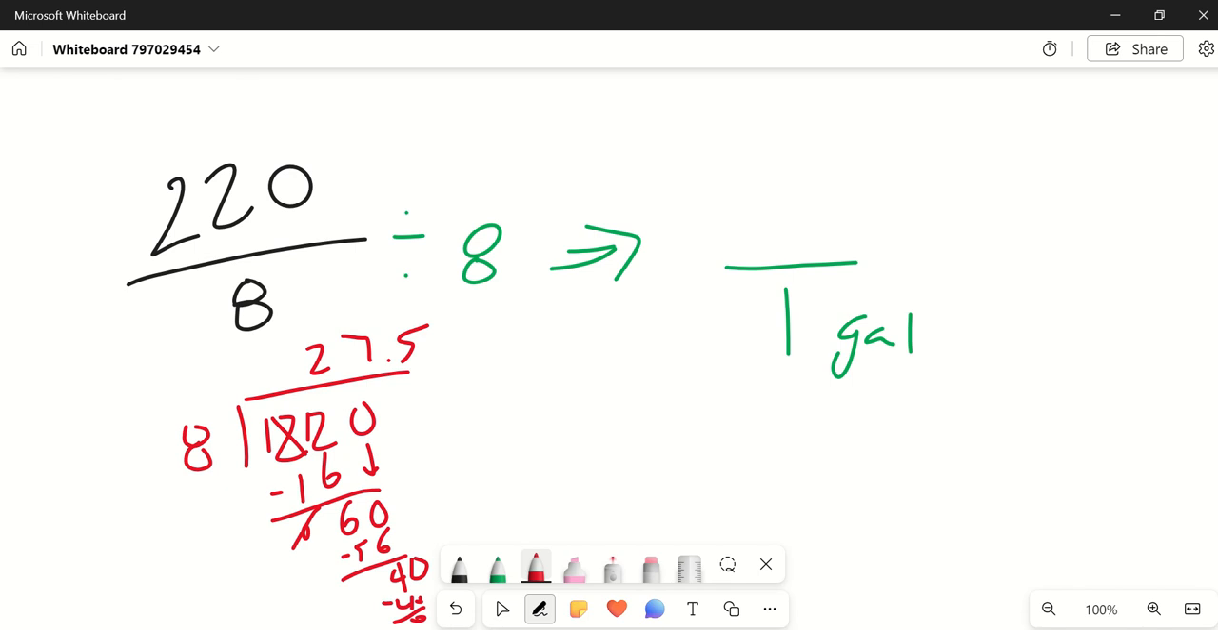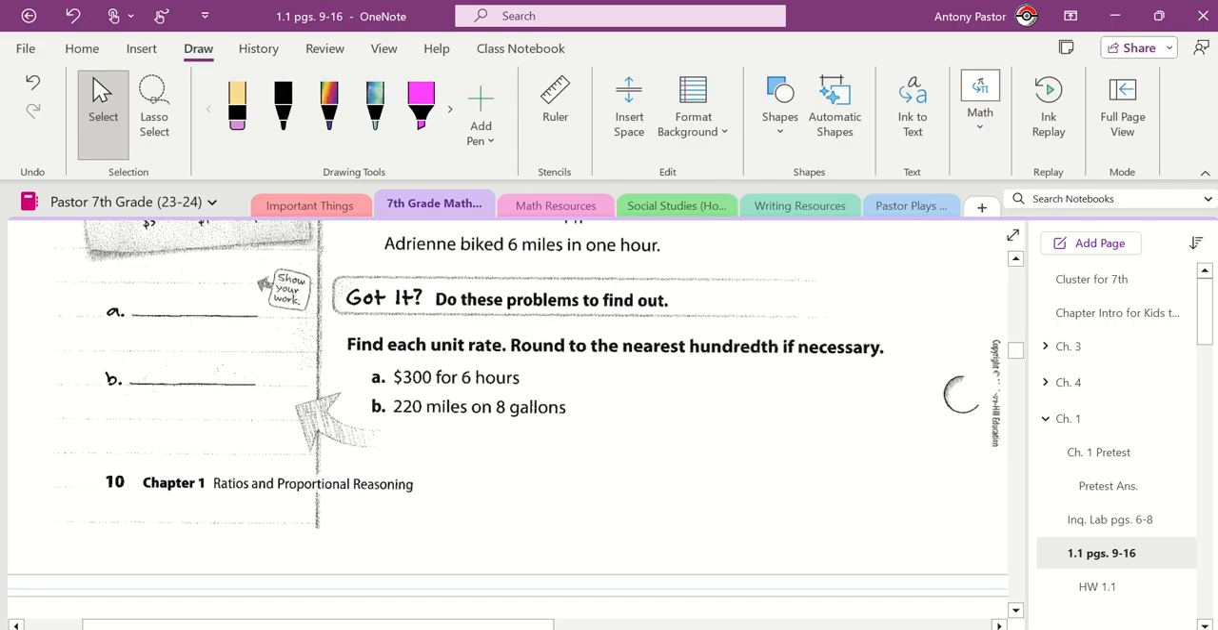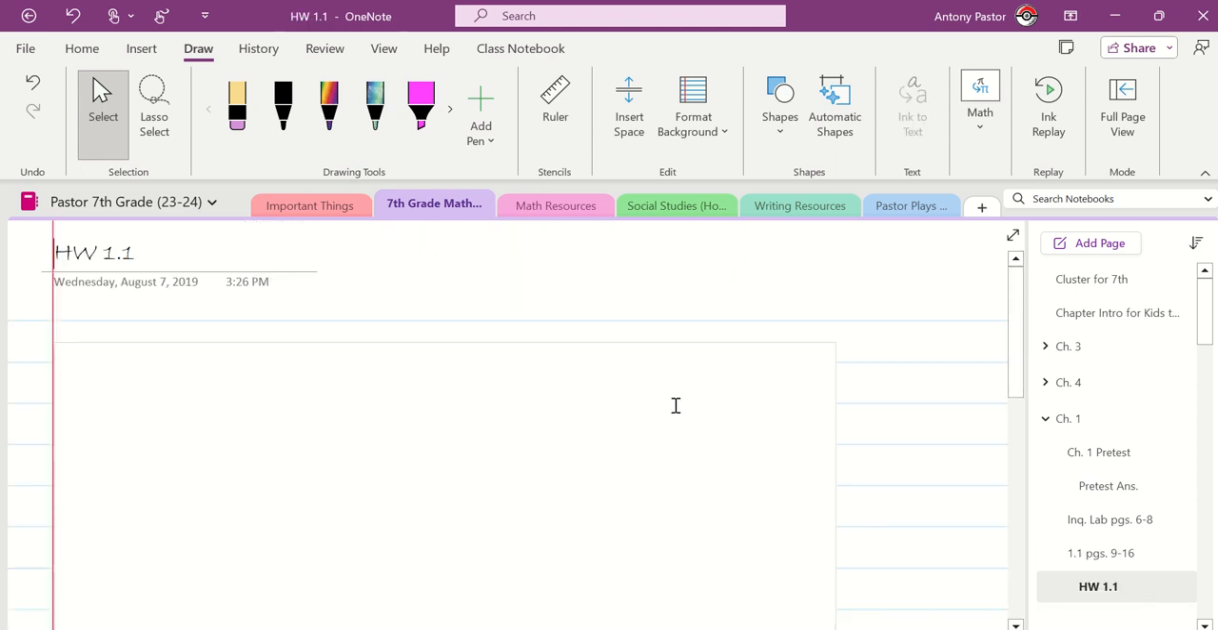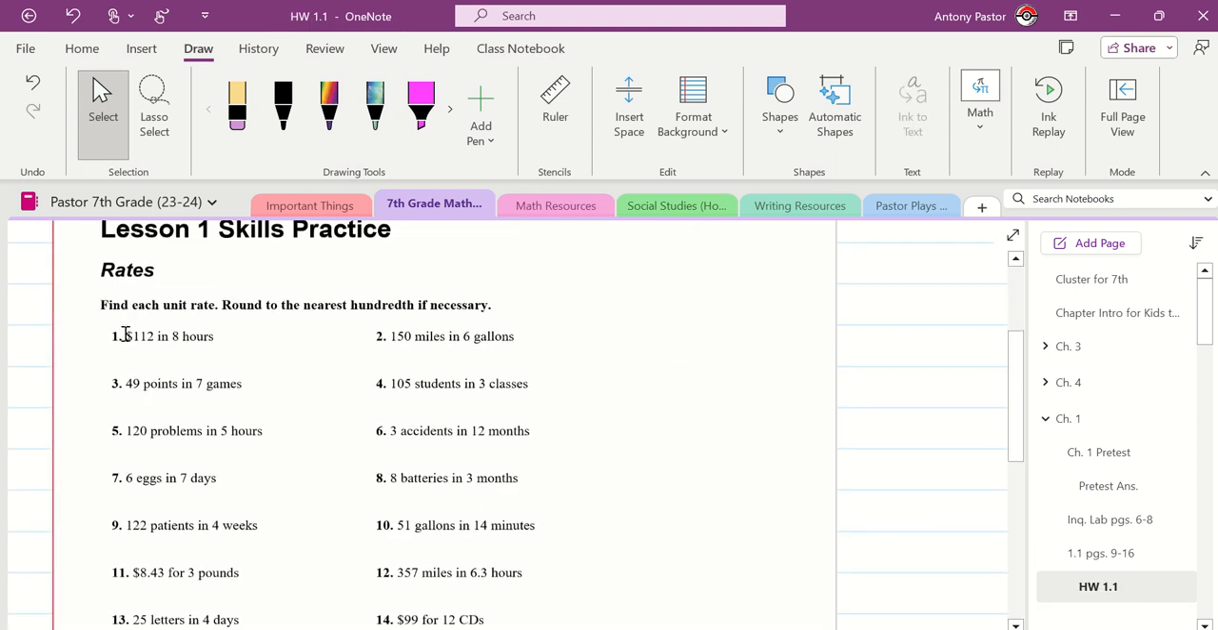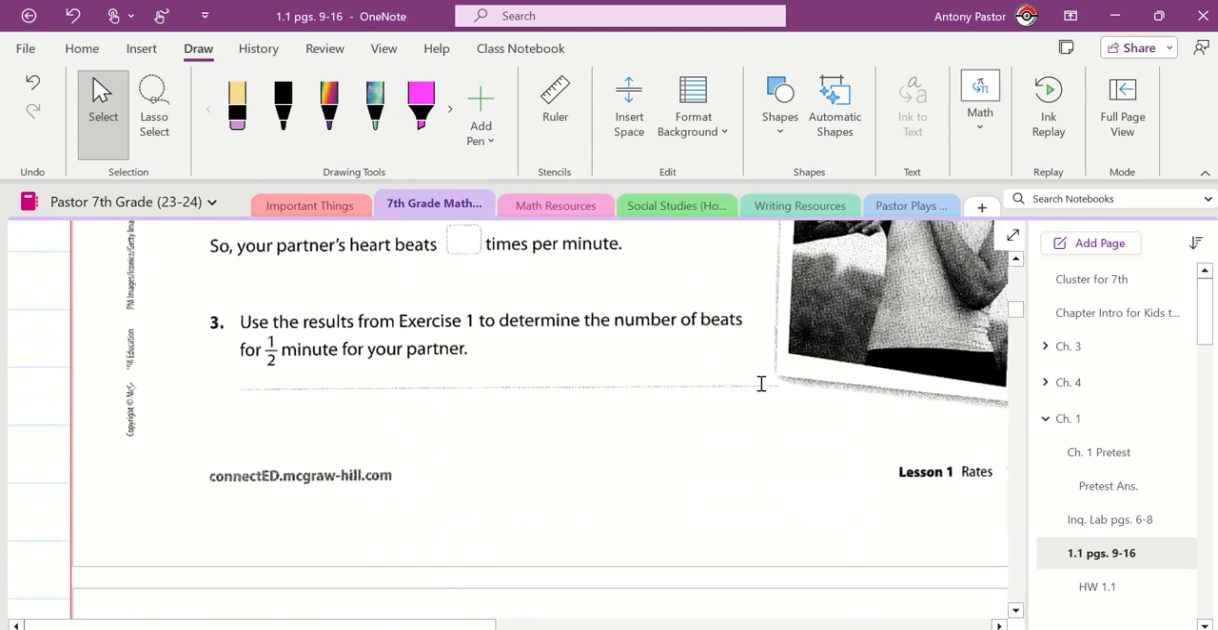So for this one, we're getting 27.5 miles per gallon. And again, because these are kind of word problems, we're going to need to write them out as word answers. So if we're looking over here at our homework, all of these answers are in sentences. So we do need to do sentence examples for our answers.